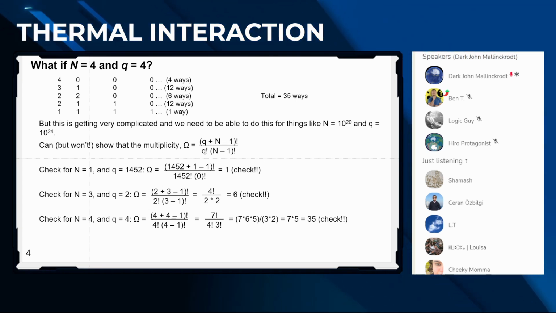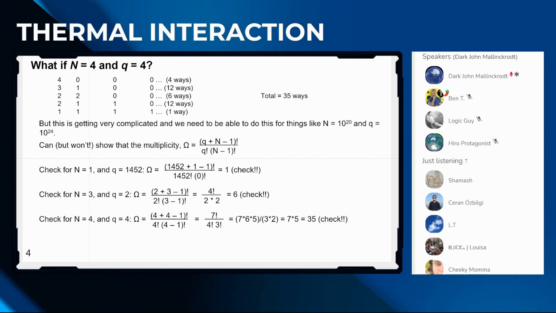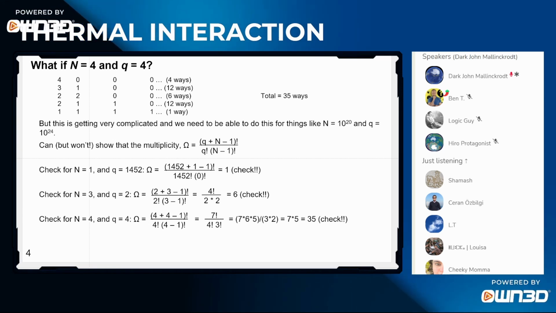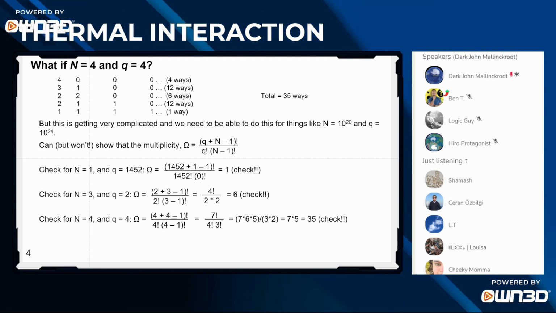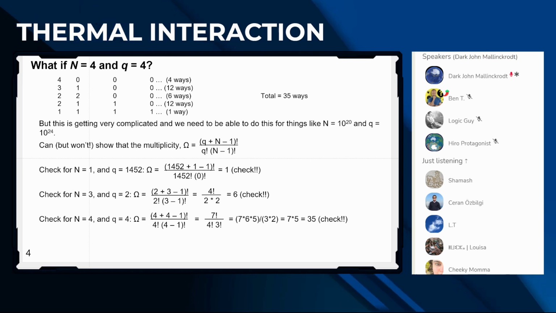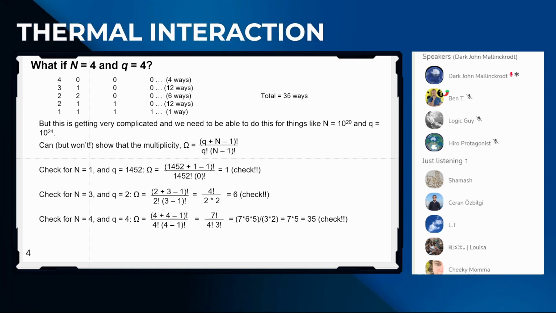And we can check that for the 3 cases that we've talked about. If n equals 1 and q is 1452, then I get (1,452 plus 1 minus 1) factorial divided by 1,452 factorial and 0 factorial, for which we need to remind you that, surprisingly enough, 0 factorial is equal to 1. There's a kind of complicated mathematical reason for that.